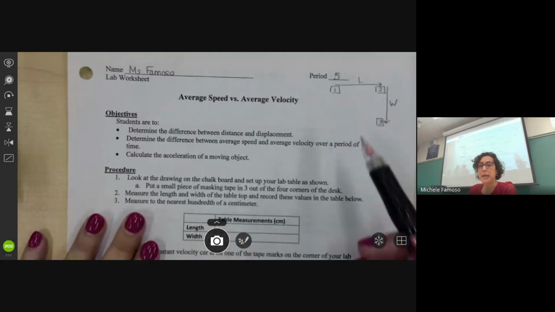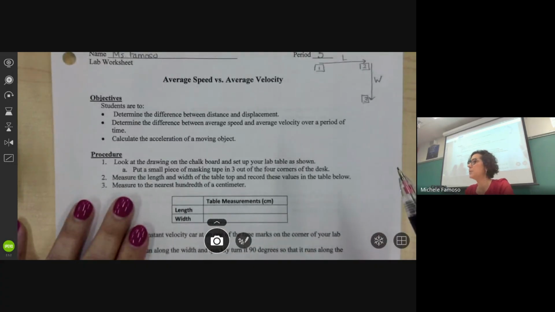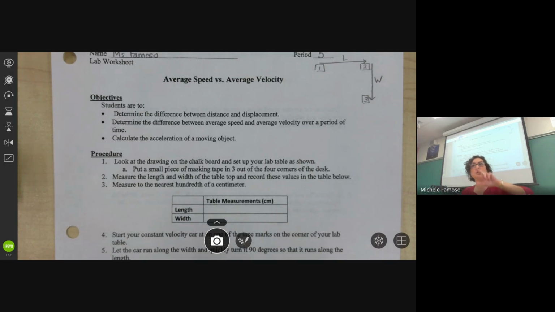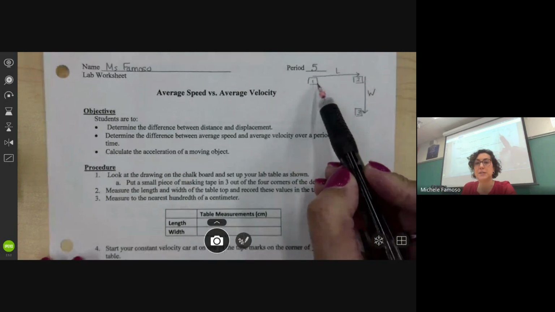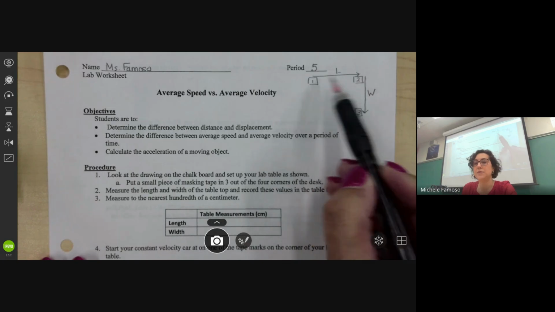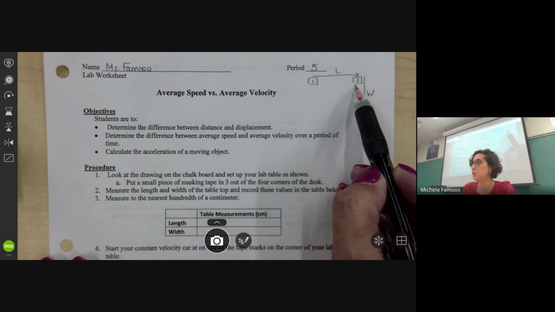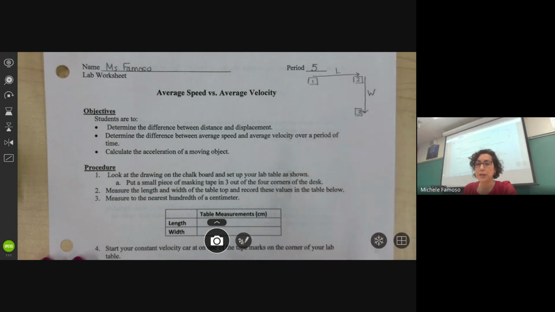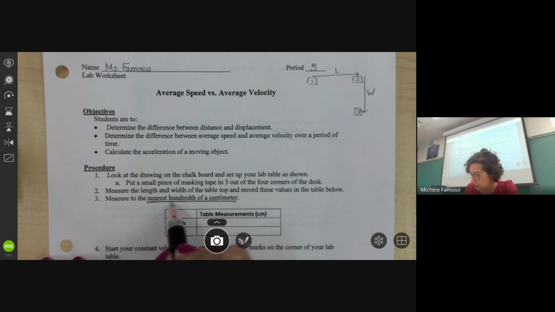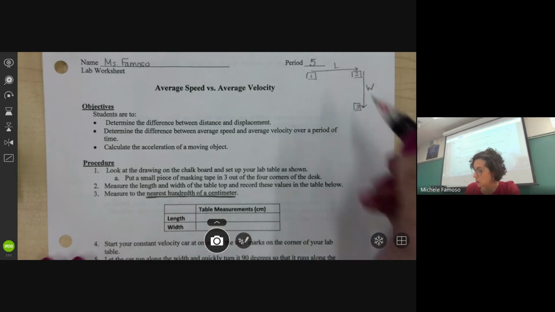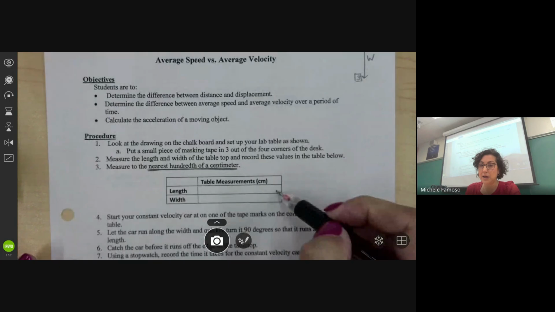But before we begin, I'm going to break you up into groups. I'm going to give each group 2 meter sticks. And as a group, I'm going to ask you to measure the distance from the center of tape 1 to the center of tape 2. And you're going to measure it to the nearest 100th of a centimeter. See, it says right here, nearest 100th of a centimeter. You're going to record that length in the length column.